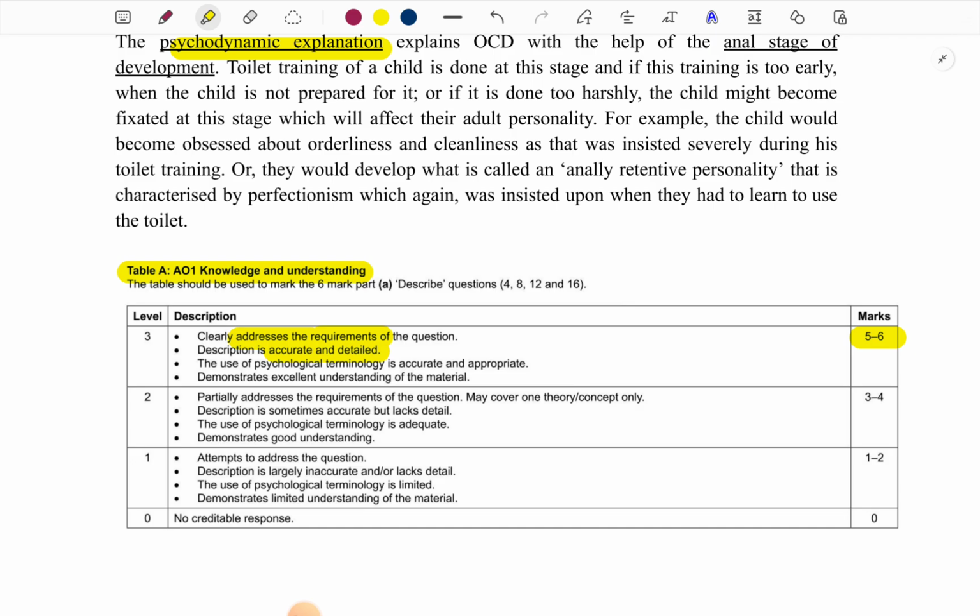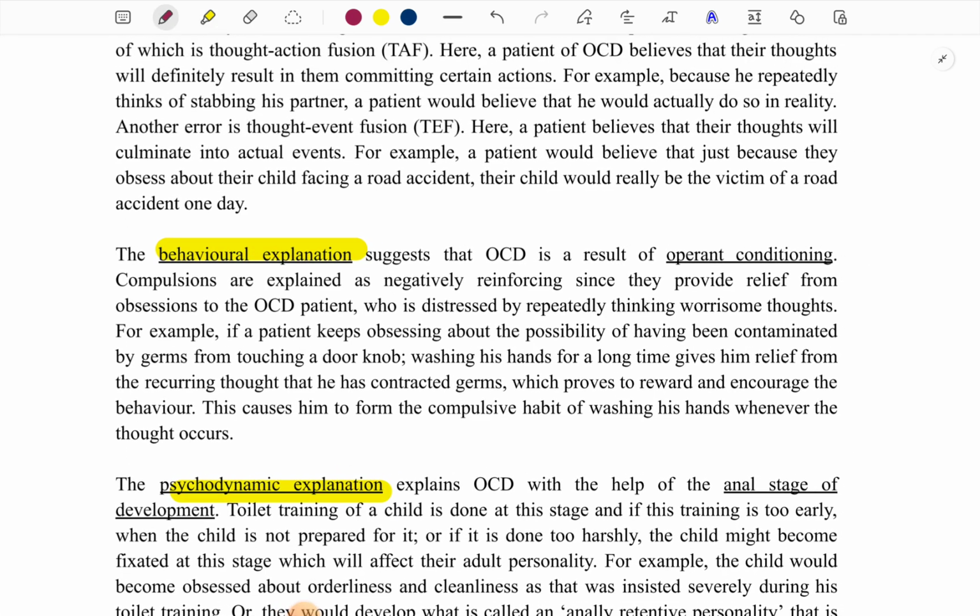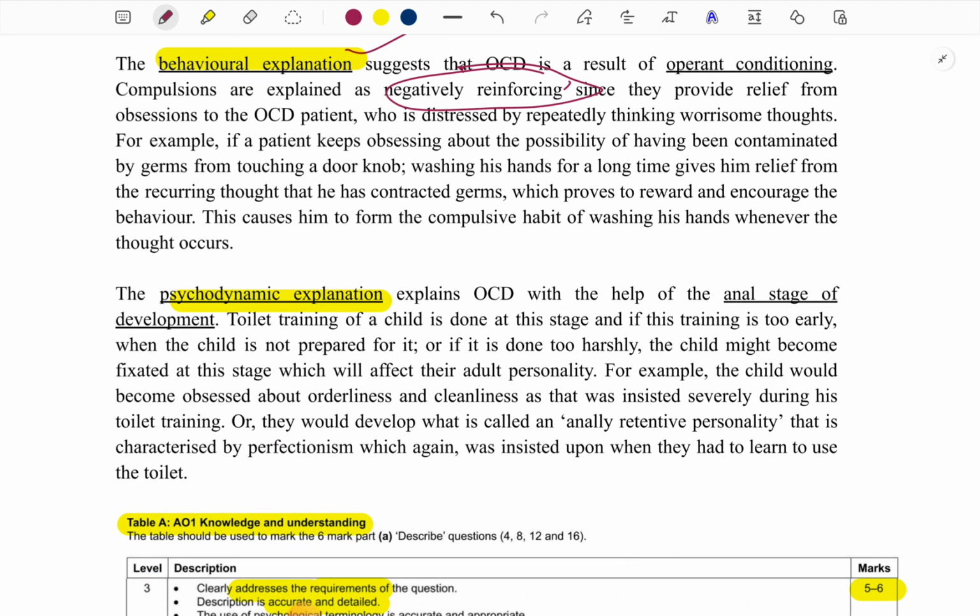When it comes to accuracy, many students, especially in the behavioral explanation, are not able to explain properly what is negative reinforcement. They are confusing negative with positive reinforcement. When it comes to psychodynamic explanation, they are confusing Oedipus complex, which is a reason for phobias, with toilet training, which is the reason for OCD. Accuracy has to be there.